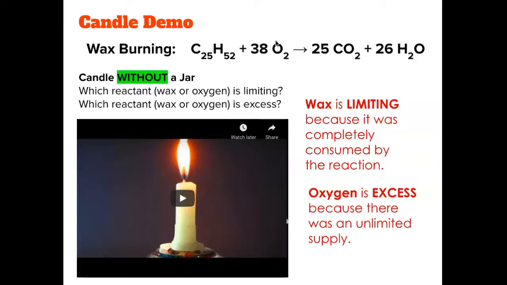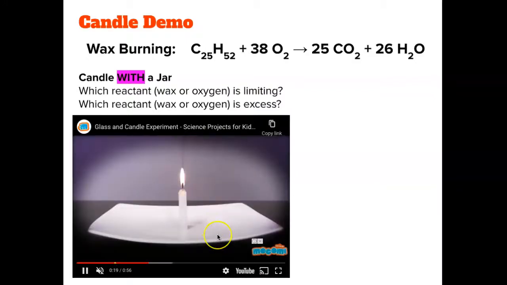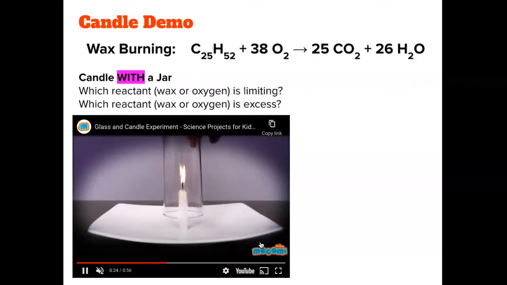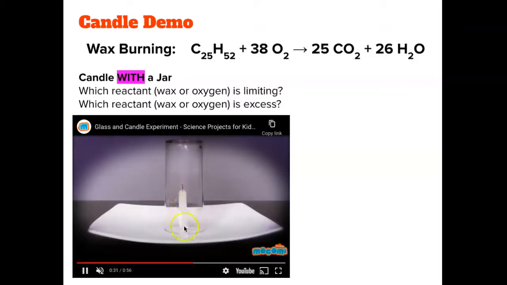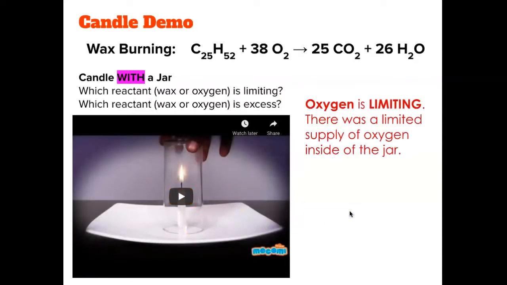And then let's look at the other way around. Now in the situation where we put the jar over the top, we can see that the flame goes out, but we still have wax left over. So the wax is remaining after the reaction is done. What this means this time is oxygen was limiting. When we put that jar over the top, we created a limited supply of oxygen. We significantly decreased the amount of oxygen that was there.